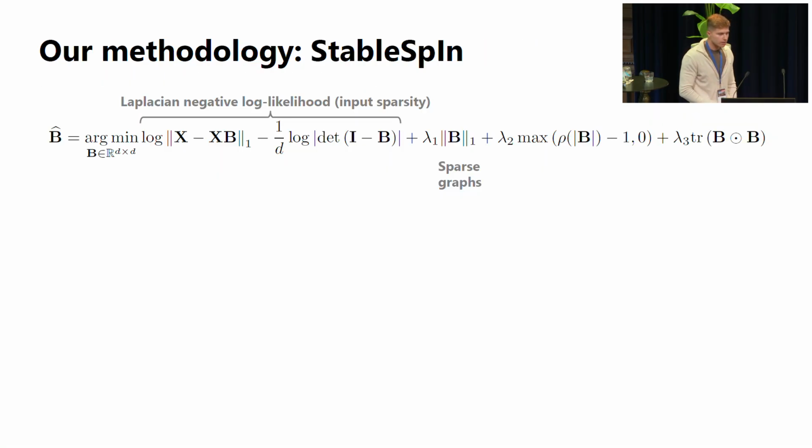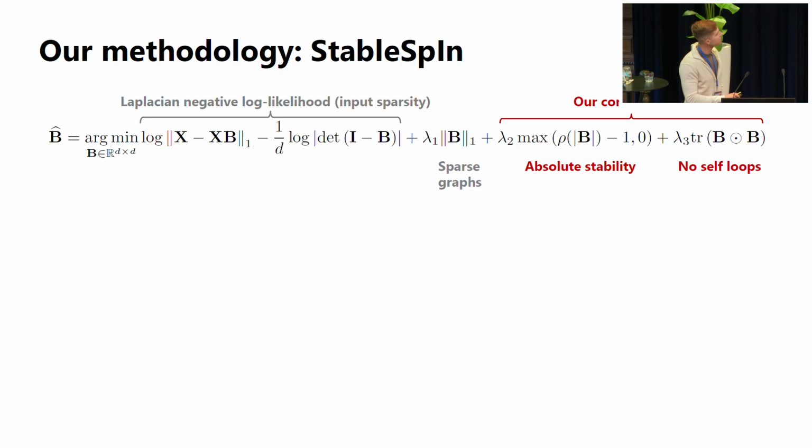So we now formulate our continuous objective. The first terms are from prior work. It's the Laplacian negative log likelihood that promotes input sparsity. Then we have a regularizer for sparse graphs. And then there is our contribution. The first term penalizes, in essence, the spectral radius of absolute B when it becomes larger than 1. And the second one enforces the graph to not have self-loops, which is another assumption from prior work.